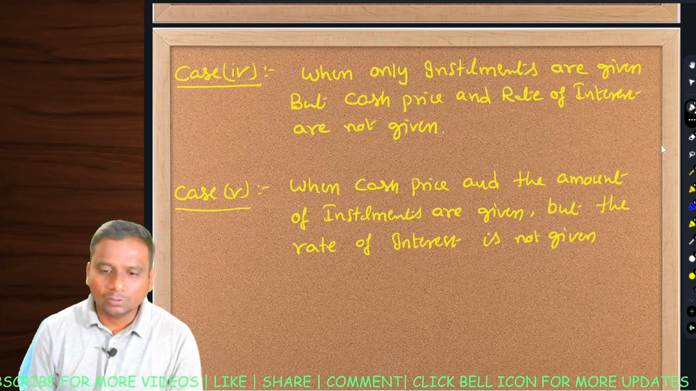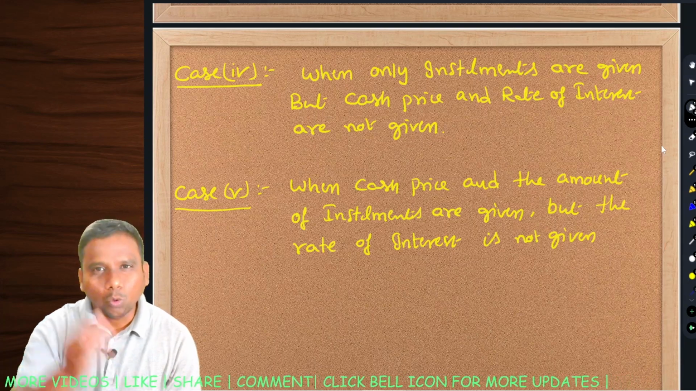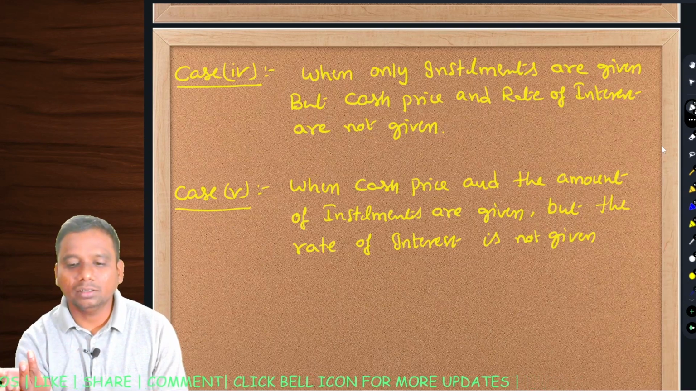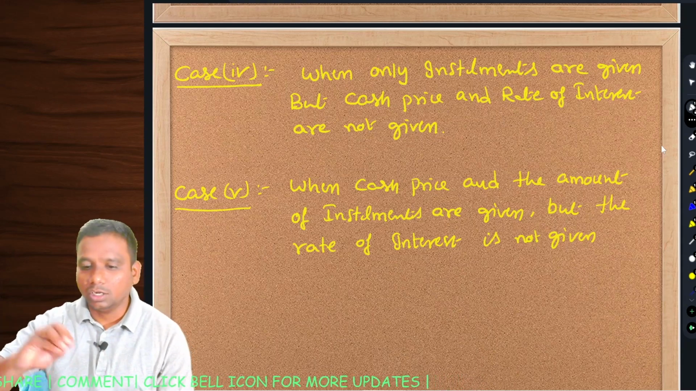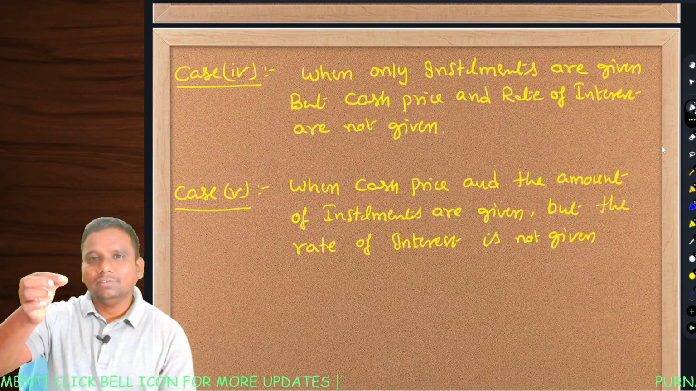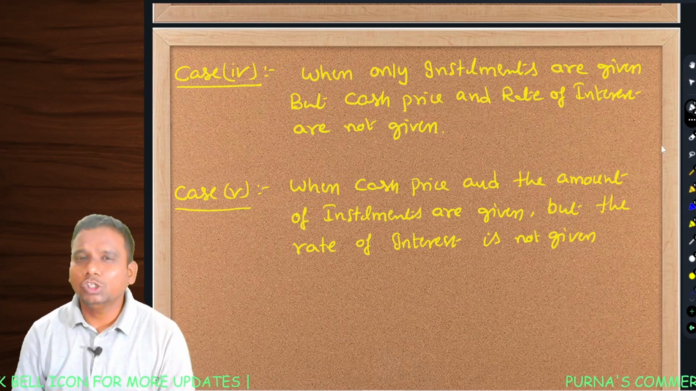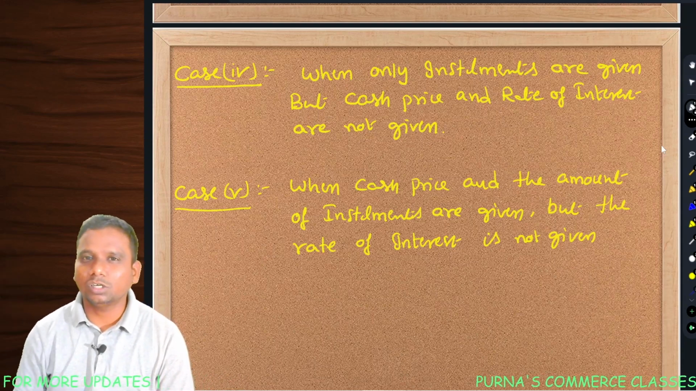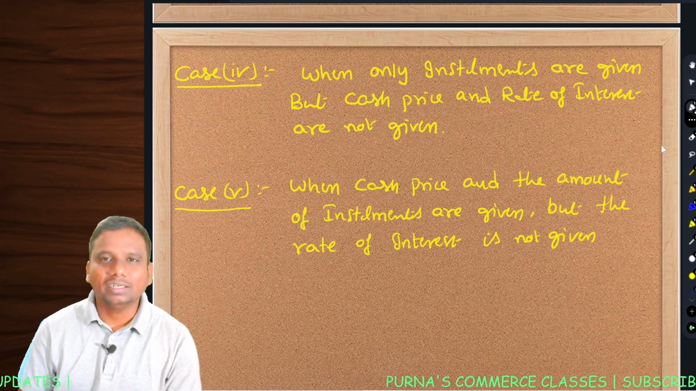Case 4, when only installments are given, but cash price and rate of interest are not given. Cash price, no. Rate of interest, also no. Only one thing they have given, installments. Now tell me, with the installments, you can write the installment entry and down payment entry, but cash price is not given, so the first entry is not possible to write, and the interest entry also not possible. At the same time, the depreciation entry also not possible to write. This we'll discuss in the next class, case 4.